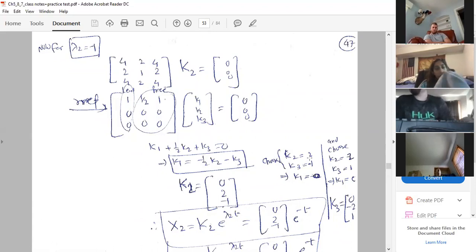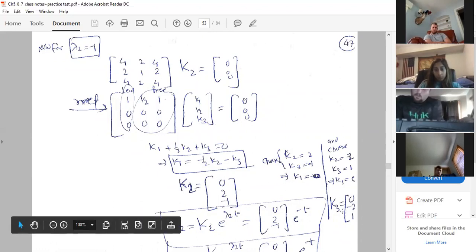Yeah, I can do that. Let me just change the sign. And I'm getting K1 equal to 0 or whatever. That means I'm getting here K2 and here K3. Third eigenvector: 0, -1 and 1.